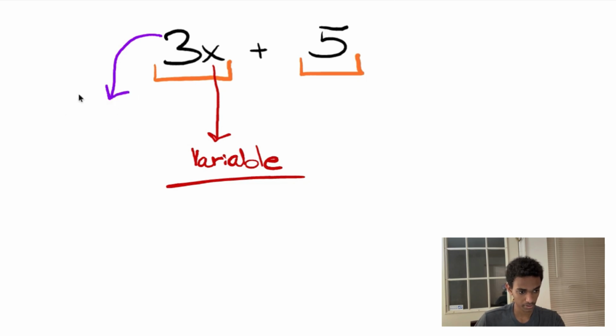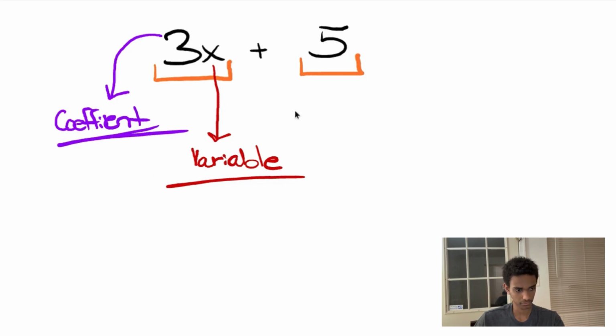Think about it like this. A coefficient, just like a coworker, works with the variable to give you the value of the first term. So the coefficient basically tells us how many times this variable is going to be multiplied or used to give us the value of our first term. So if I said x is equal to 2, you would do 3 times 2, 6, which gives us the value of our first term.